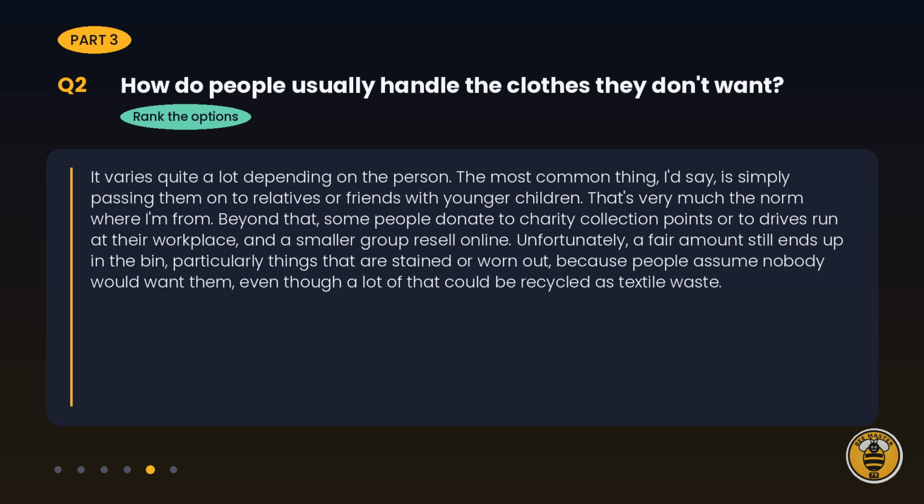It varies quite a lot depending on the person. The most common thing, I'd say, is simply passing them on to relatives or friends with younger children. That's very much the norm where I'm from. Beyond that, some people donate to charity collection points or to drives run at their workplace, and a smaller group resell online. Unfortunately, a fair amount still ends up in the bin, particularly things that are stained or worn out, because people assume nobody would want them, even though a lot of that could be recycled as textile waste.